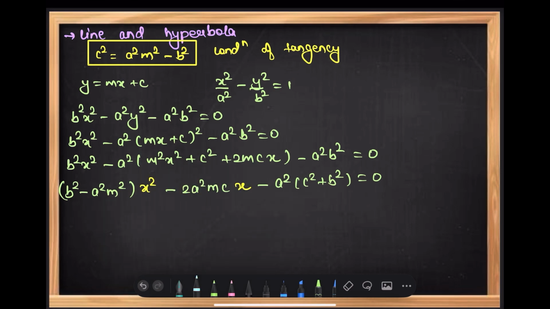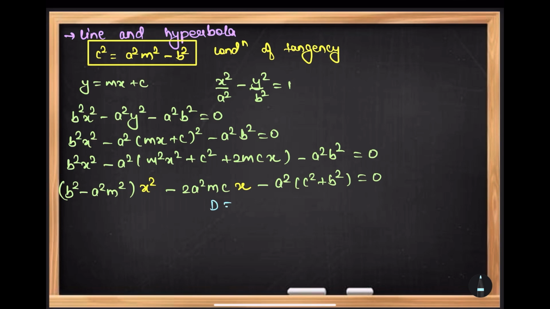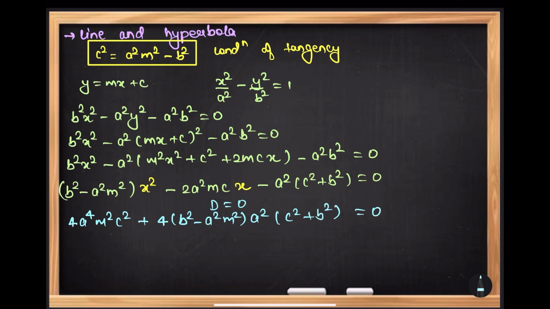Now if you observe, we got a quadratic in x, correct? Now for the condition of tangency, what we used to do? Exactly, D should be 0. So 4 a power 4 m square c square minus 4 times b square minus a square m square times, and then, this is minus, so minus minus plus, a square times c square plus b square equals 0, correct? Now can I divide both sides by 4, because both things have 4 common and 4 is a positive number, so it's okay. Done, done.